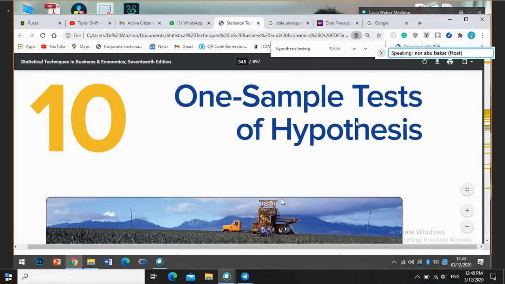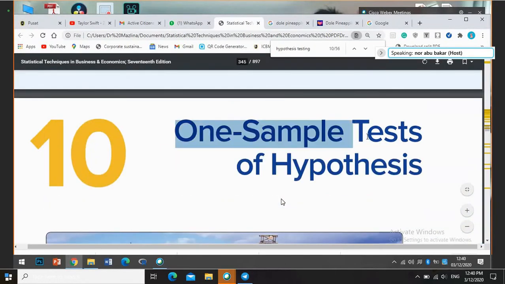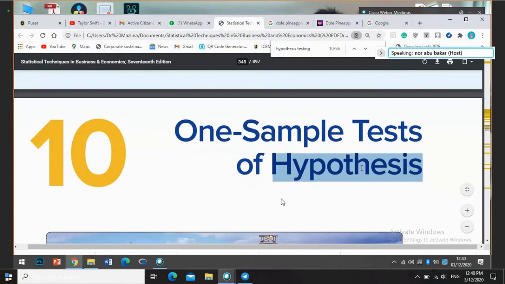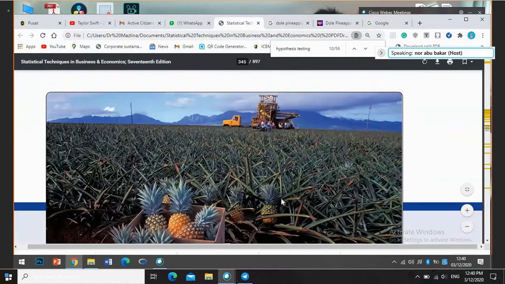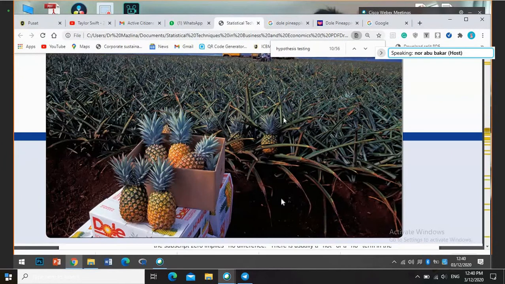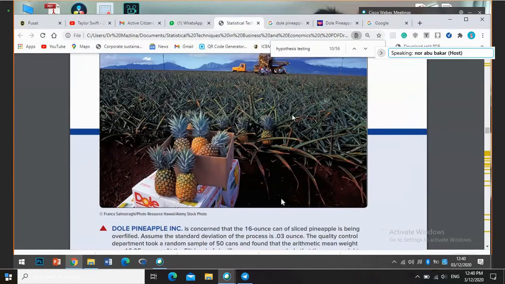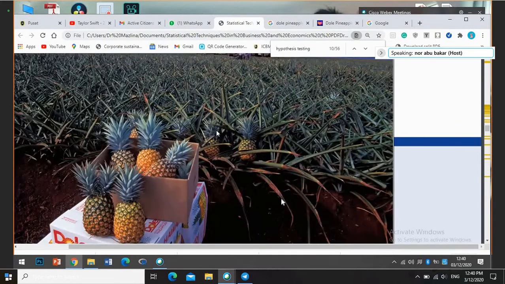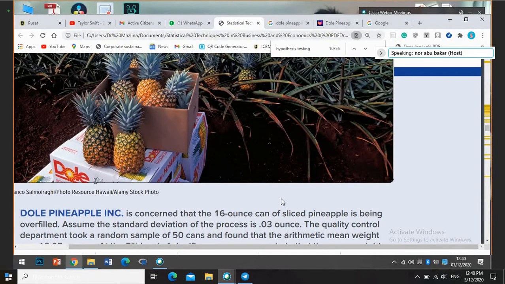Okay, ataupun biasanya kalau awak biasa dengar dia panggil sebagai hypothesis testing. And in this chapter, it only involves one sample. Okay, if you look at chapter 10, at the beginning of the chapter, dia tunjuk gambar ni. Gambar apa ni? Okay, siapa pernah nampak logo ni ataupun brand ni?